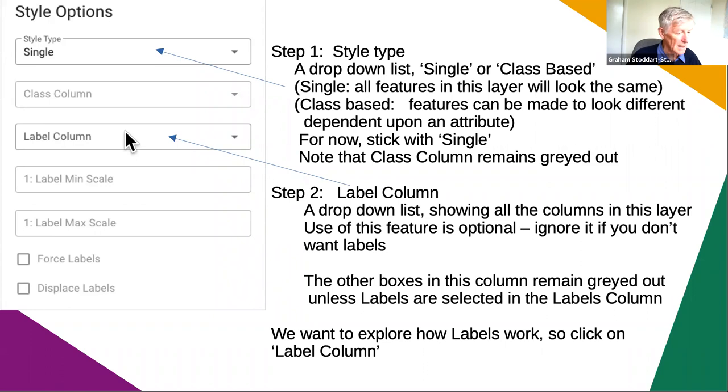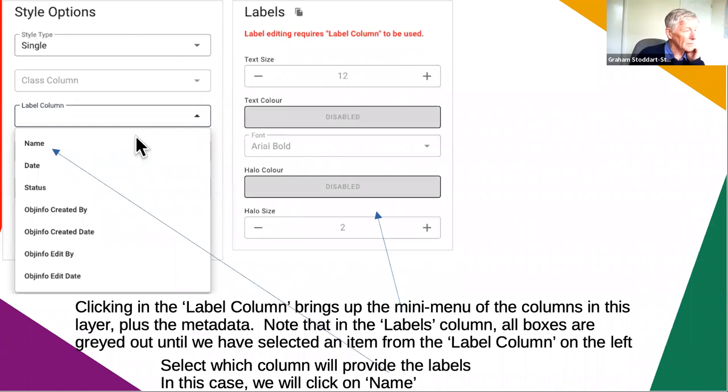Given that we've chosen my test polygon, when you click the label column it comes up with these choices of the three columns that we got in the test polygon. And then there's the metadata here, which you can also use if you need to. So we're going to make a selection of the name.